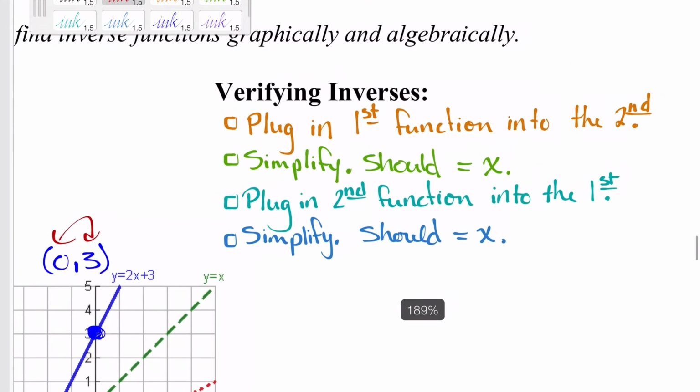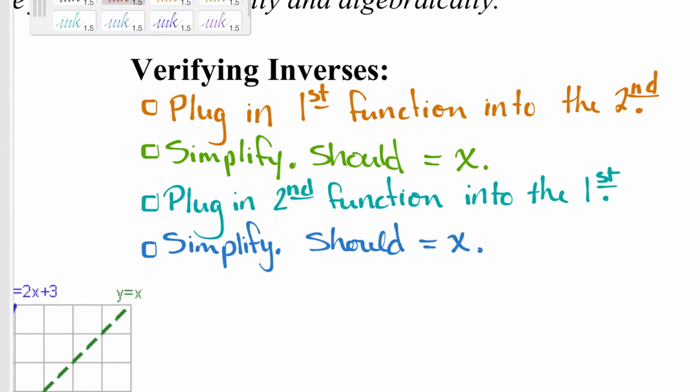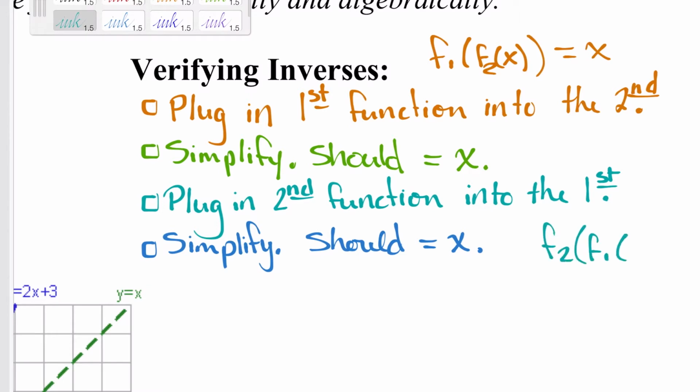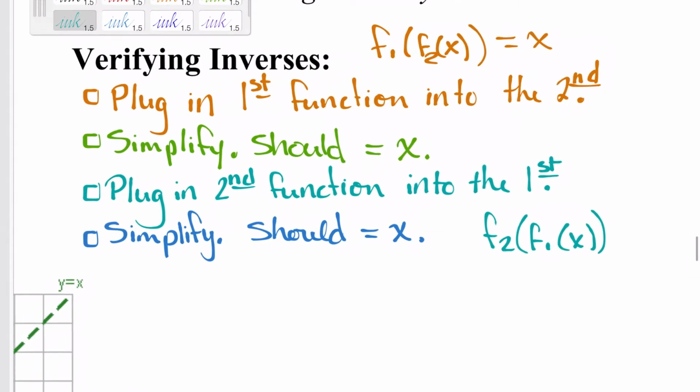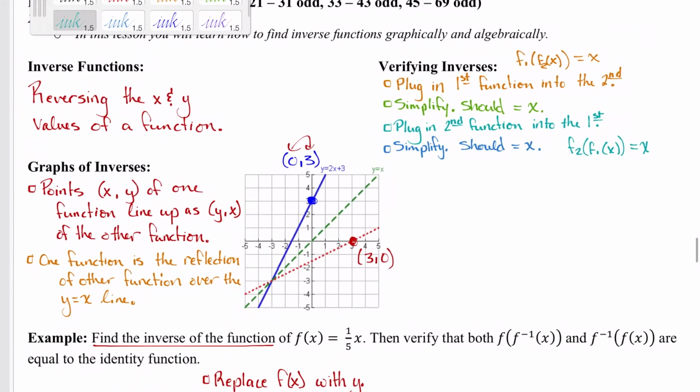When we're verifying inverses, we can plug the first function into the second. We're doing a composition, so I could write this as the first function with the second function plugged into it. That should simplify to x. Same thing if I were to plug the first function into the second, or vice versa. So we're changing and putting the other function in. That should also simplify to x. So that's how we check if these two, f sub 1 and f sub 2, are inverses of each other: they should simplify to just x.